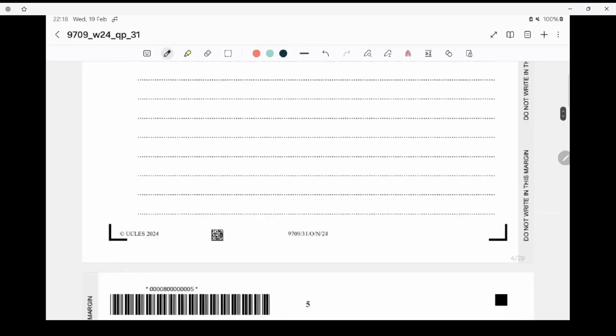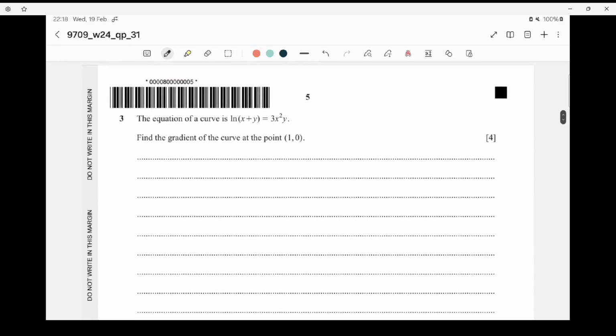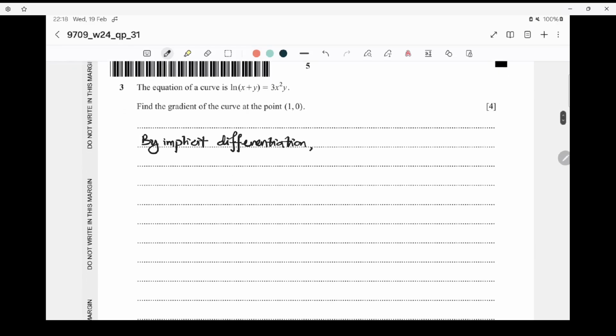Okay, so that's question 2. Question 3, you have an equation of a curve, find the gradient at that particular point. So by implicit differentiation, the only thing that you need to consider is to differentiate with respect to x and then differentiate with respect to y. When you differentiate with respect to y, you remember that you have an extra dy dx term.